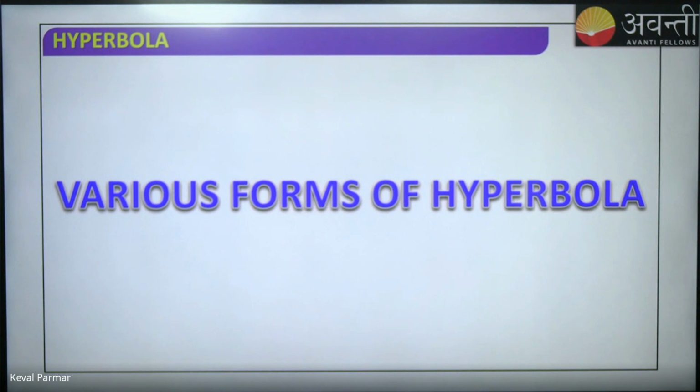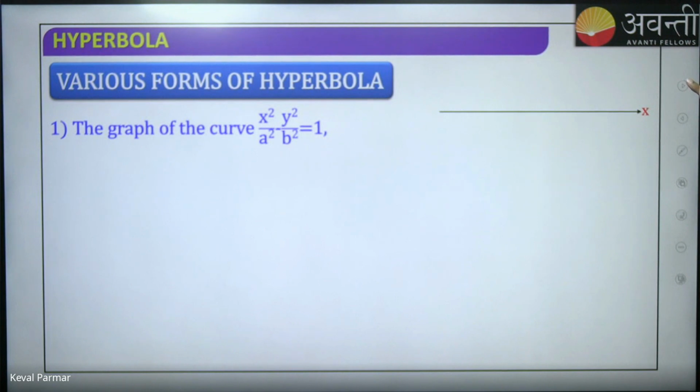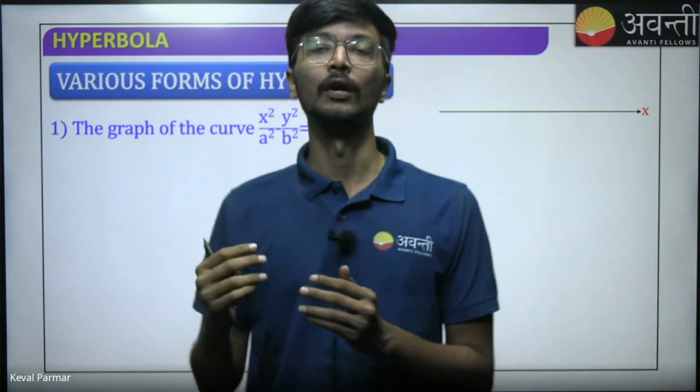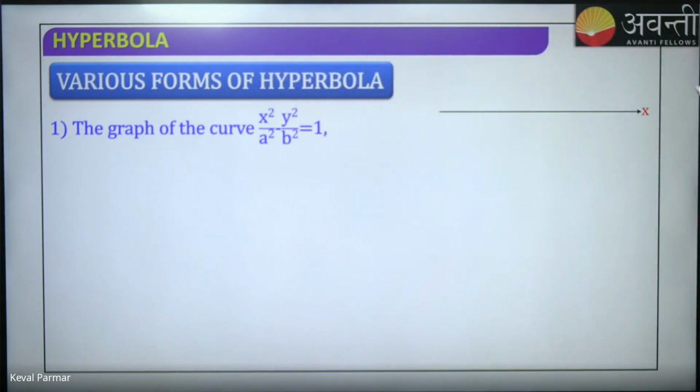Various forms of hyperbola. I think we already discussed this, guys. The various forms of hyperbola. We have already studied the two forms. Let's see the first form, which is the standard form which we studied till now. So let us see how the form looks, right? So the form looks like this.